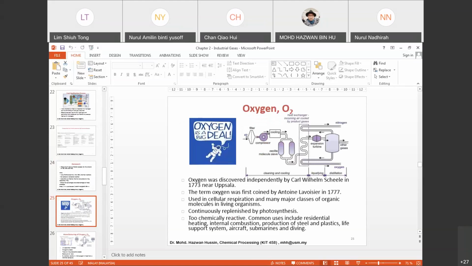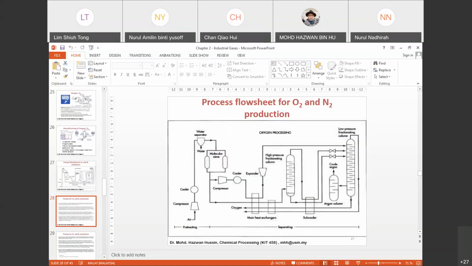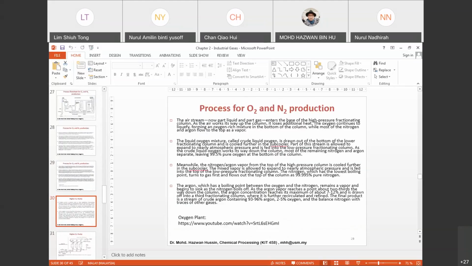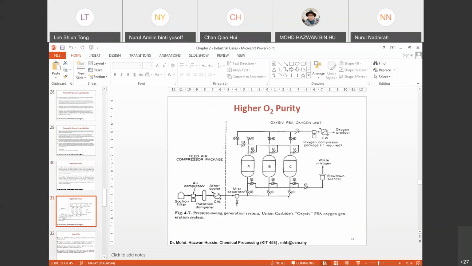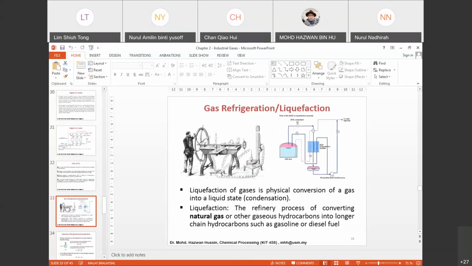We also went through the production of oxygen, and regarding the higher oxygen purity process. For today, actually, we are going to finish off chapter 2.